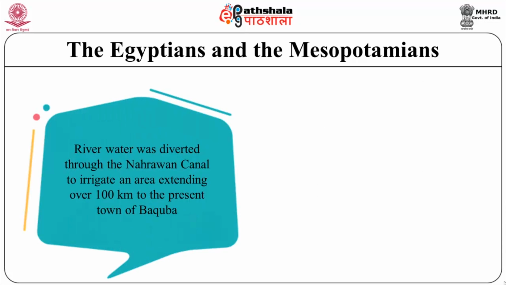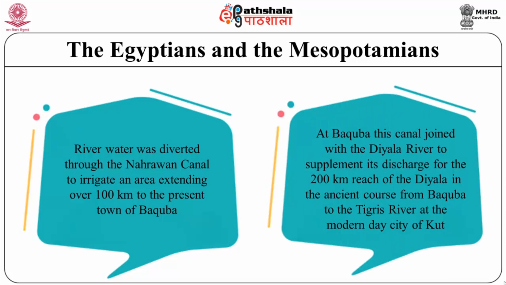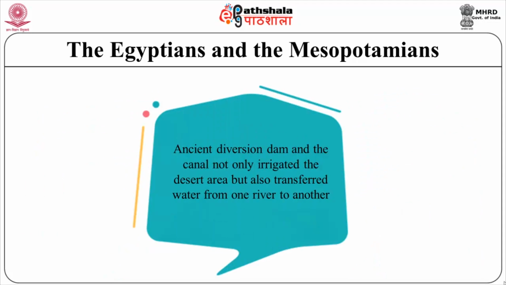The river water was diverted through the Narvan Canal to irrigate an area extending over 100 km to the present-day Bakuba. At Bakuba, this canal joined with the Diyala River to supplement its discharge for the 200 km reach of the Diyala in the ancient course from Bakuba to the Tigris River at the modern-day city of Kut. The ancient diversion dams and the canal not only irrigated the desert area but also transferred the water from one river to another.